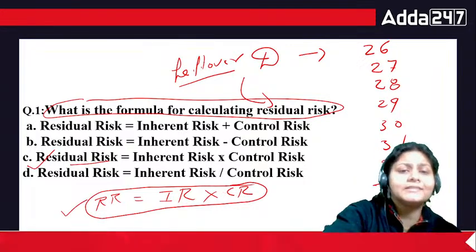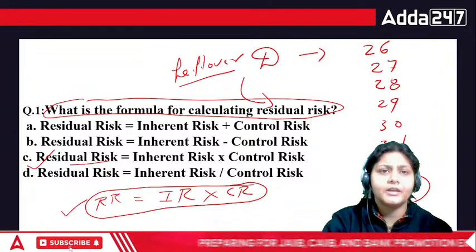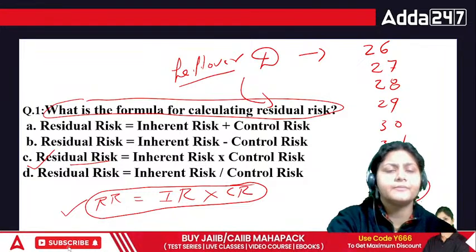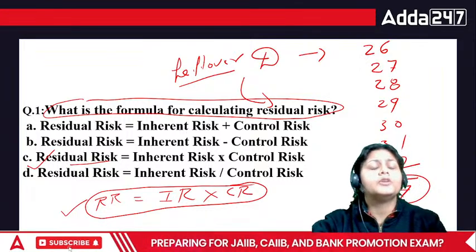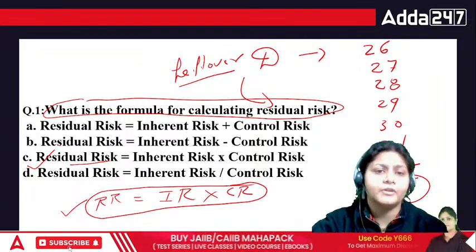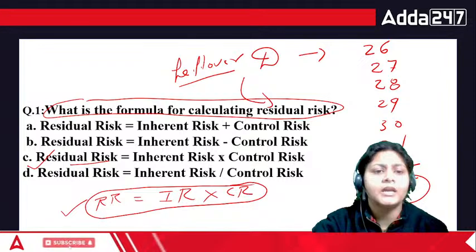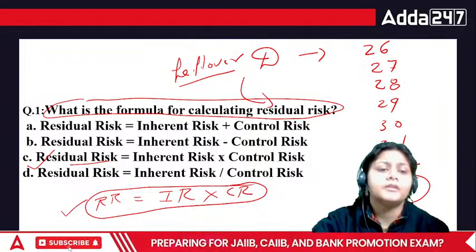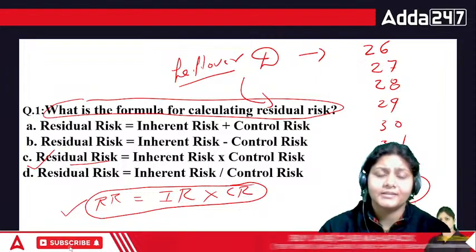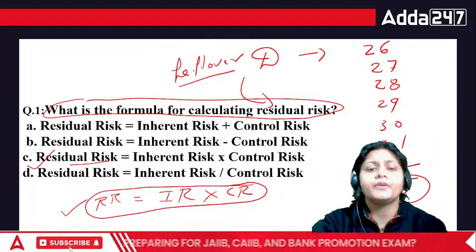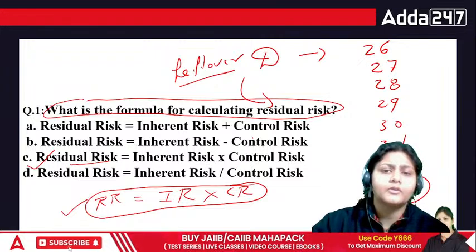What is the inherent risk? See, inherent risk is the natural risk, okay? Inherent risk is the natural risk when you have not applied any control measures. So we call it a natural risk. The inherent risk is the natural risk which is normally there, right? It is like a raw risk, an untreated risk, when no internal control measures have been applied.